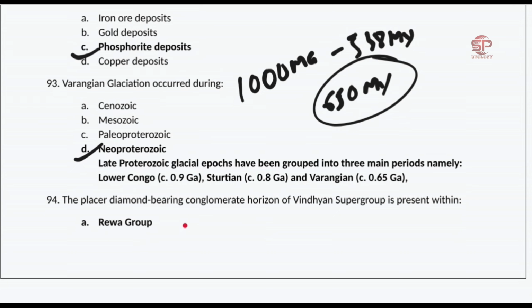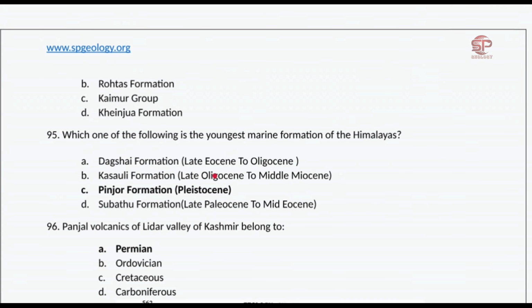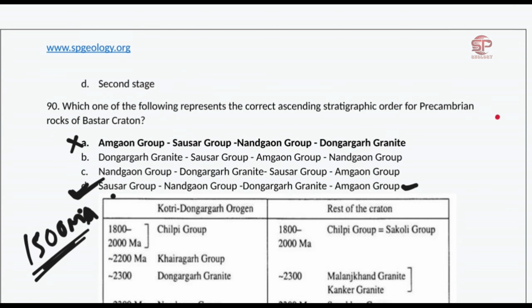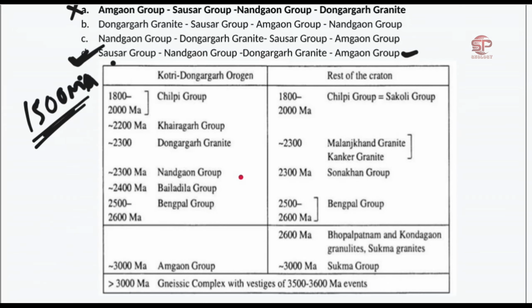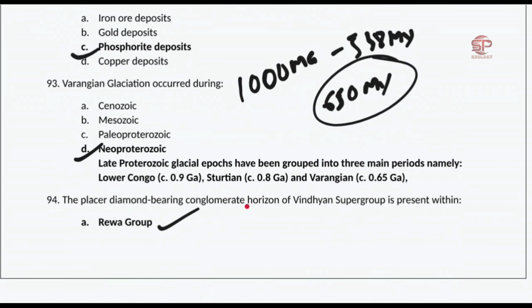The placer diamond bearing conglomerate horizon will be in the Rewa group. It is a very common question. Diamond occurs in the Rewa group, because all these are related to the Rotas formation and Kendra formation. Those are Semri group. The diamond is found in Panna. So it will be the Rewa group.